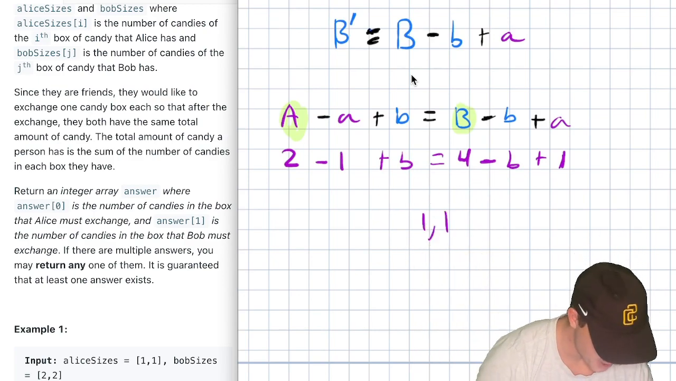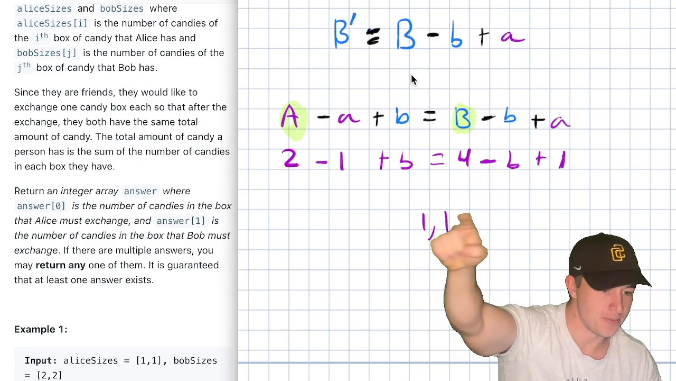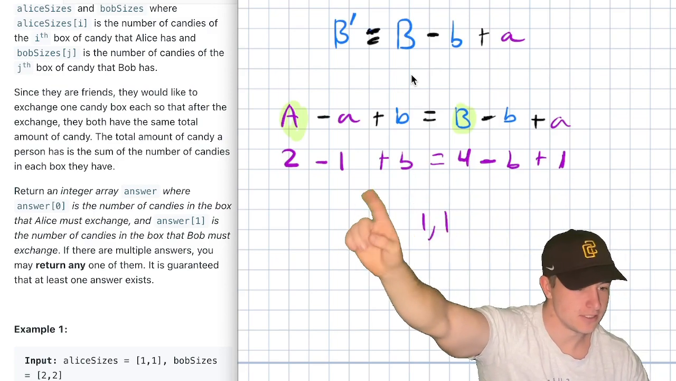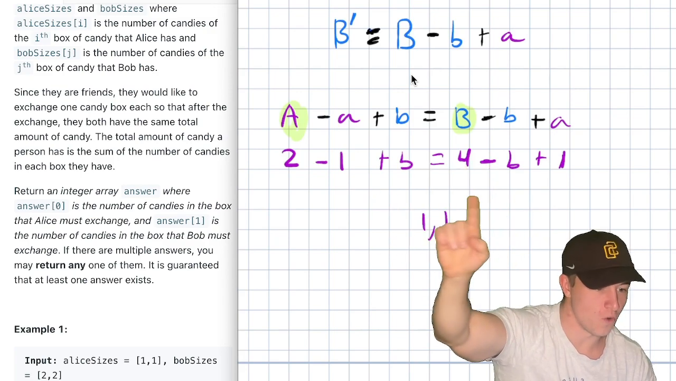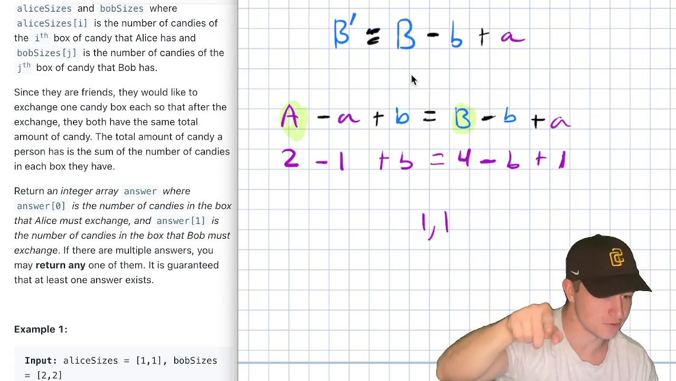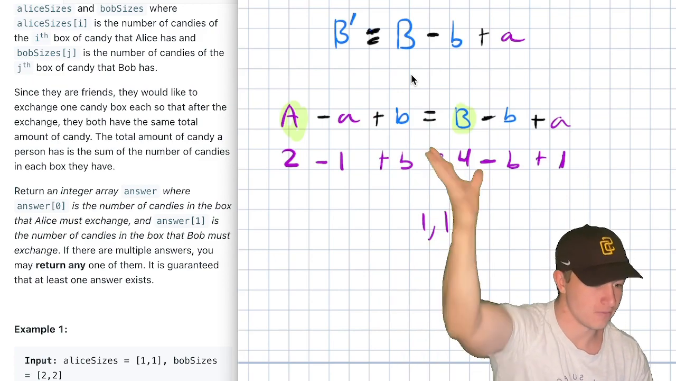If you solve for b here, let's do some quick math. We get b plus b, that's 2b, equals 4. 2b equals 4, b equals 4 divided by 2. b equals 2, which is our b equals 2 value, right?